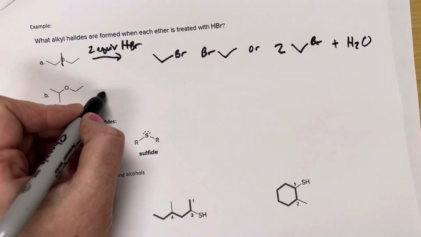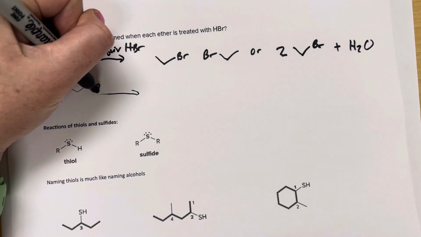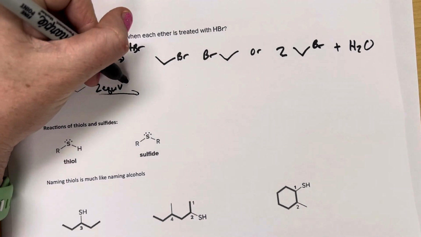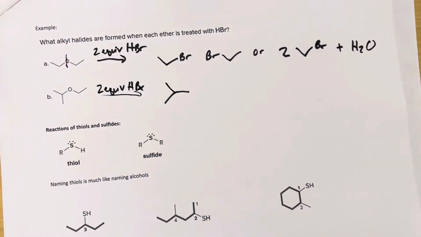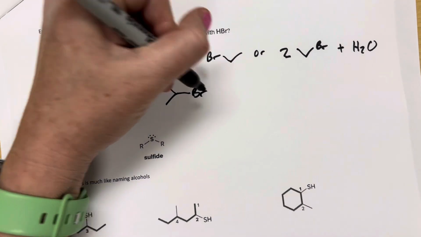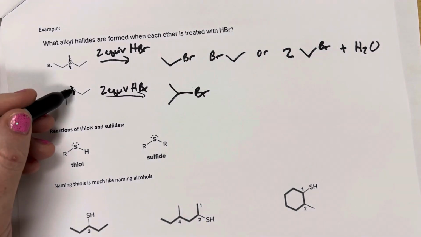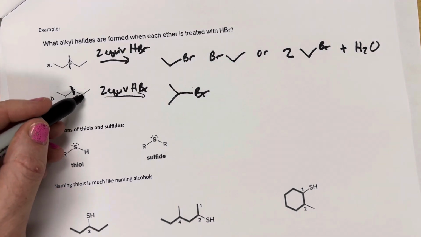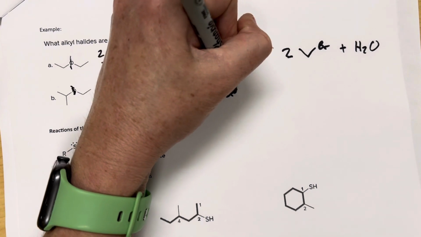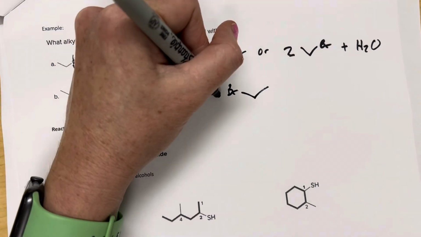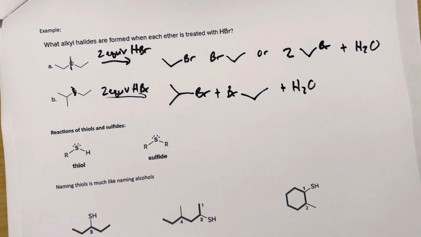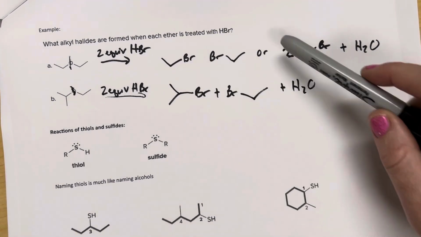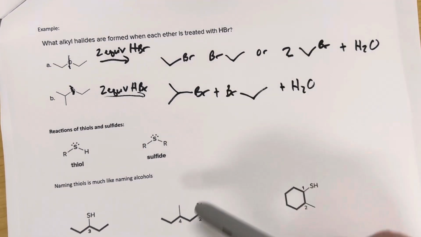You could do the same thing with this one. 2 equivalents HBr. The first product would be this thing with a Br. So all I did was draw this part with a Br there, and I'll draw the other part with a Br there. And then plus water. So you can take an ether, react with HBr or HI, and this is what's going to happen. If you'd used an I, it would have been I.